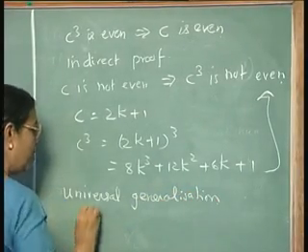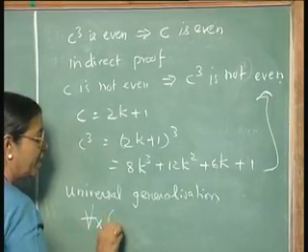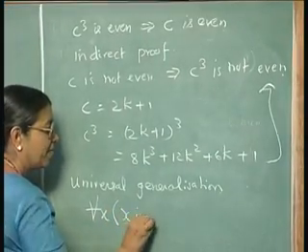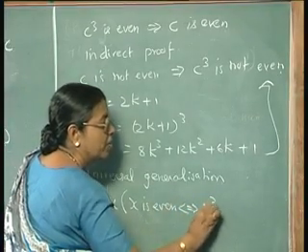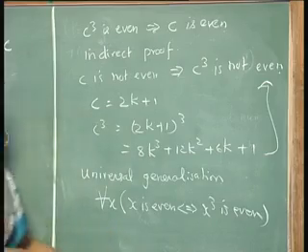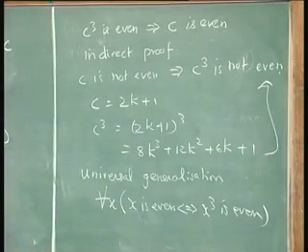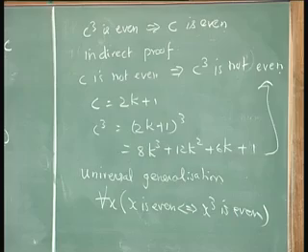Because c is arbitrary, you get for all x, x is even is equivalent to saying x cubed is even. This is the way we prove using quantifiers. So, we consider some methods of proofs.